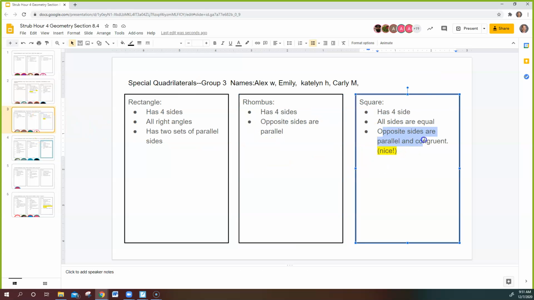I like this one here. Opposite sides are both parallel and congruent. So we have to be careful. So here the word all is appropriate because all sides are equal. You have to be careful.